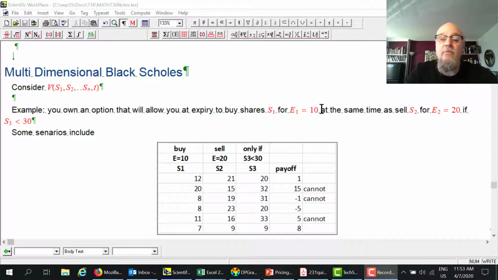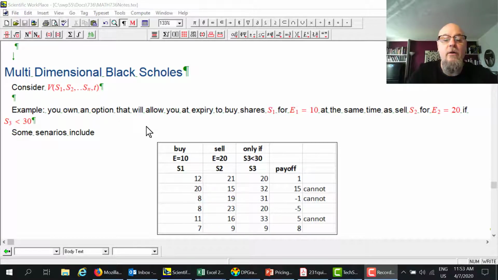But at the same time, if you exercise the option, you get to buy shares in stock 1 for 10 bucks, and you have to sell shares in S2 for 20 bucks. So it's like a call and a put combined together. You have to do both things or not do anything. And you're only allowed to do this if some third stock is below $30. So this option depends on 3 stocks. What's its value? What's its payoff?